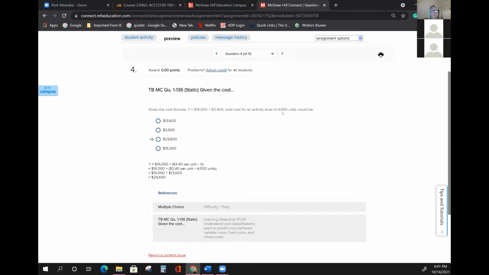Here's our formula. Y equals a plus bx. So I have to know what's what in order to be able to calculate it out. I'm given y equals 16,000 plus 340x. The total for the activity level of 4,000 units would be, well, what does the x stand for? That's the units, right? Yes. So 4,000 times $3.40 plus the 16,000. That's it. Yes, that's it. You just plug that number in for the x and then calculate it out.